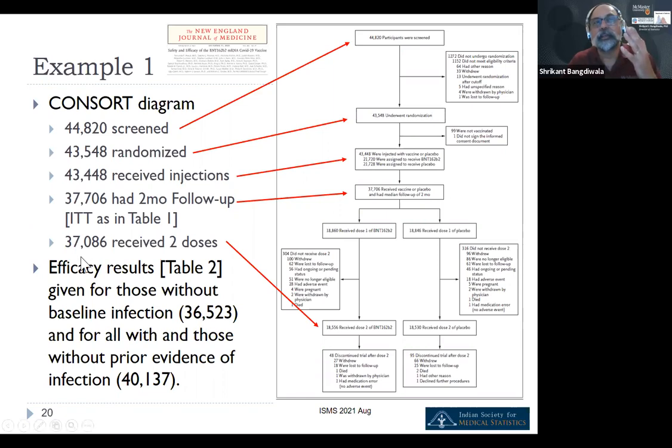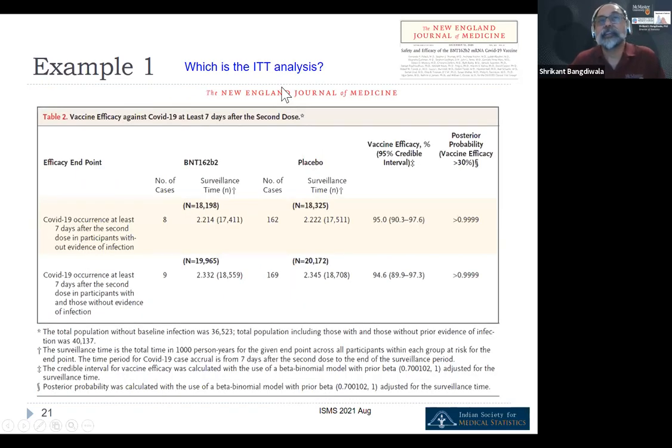So it's smaller than the ITT, and they report this. But then they also reported for people that had prior evidence of infection, and this is a group that is actually bigger than the ITT. So, which is the ITT analysis here?